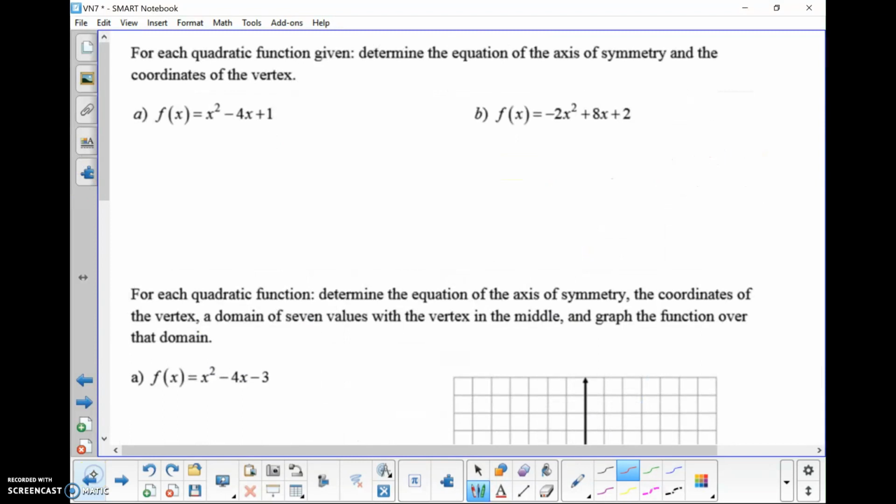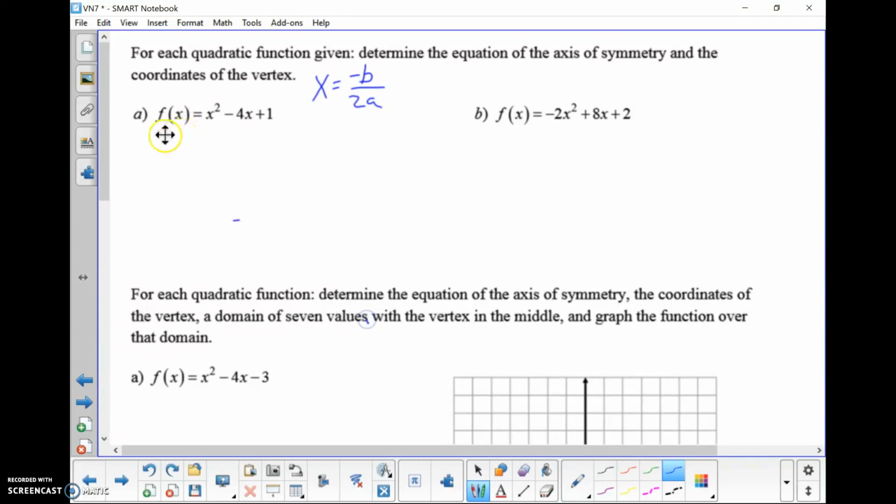So for each quadratic function given, determine the equation of the axis of symmetry and the coordinates of the vertex. We want to do this algebraically. We could check it on our calculators, but let's first try to do it algebraically. What we need is the axis of symmetry formula. x equals -b over 2 times a. And remember, this formula will not be given to you. This is something that needs to be memorized. Commit it to memory.